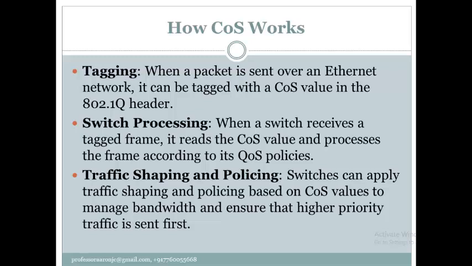Whereas traffic shaping is, you don't drop, but you slow down some traffic with the low priority and allow only the high priority to consume maximum bandwidth. That way you can avoid congestion. At the same time, you can avoid dropping. All are served, but according to the priority level.